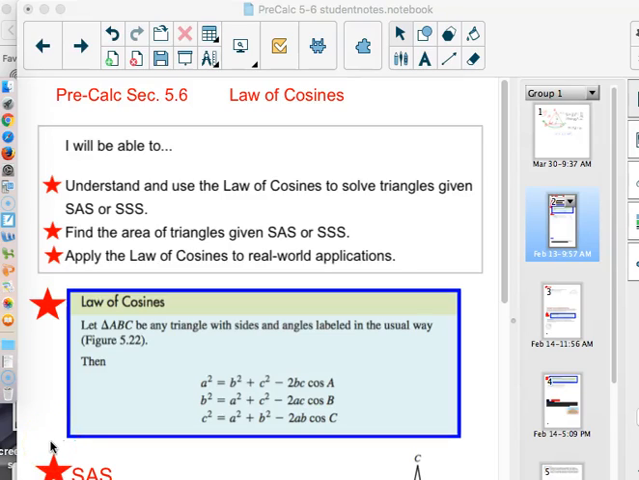This is one of my absolute favorite trig laws here, the law of cosines. It's a very basic formula to use. It's not hard to even accidentally memorize it, as you use it.